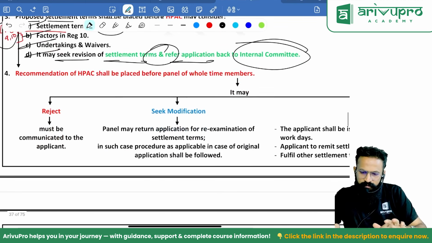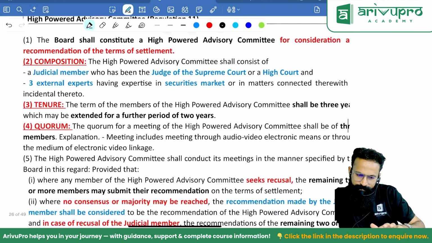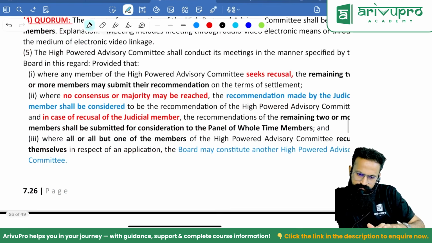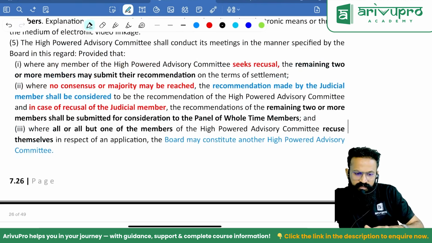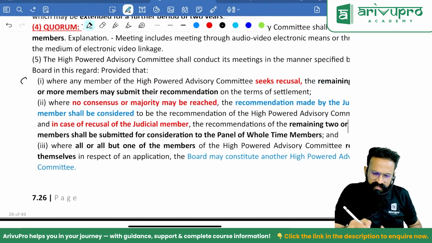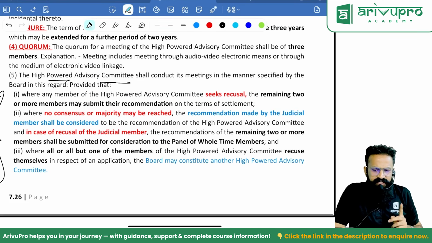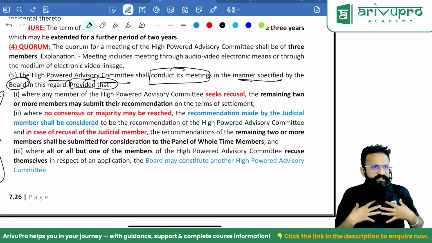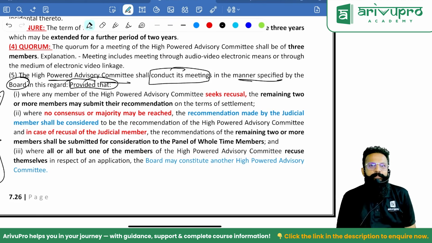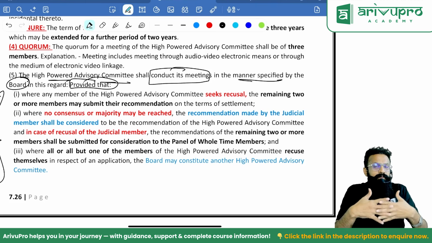Okay. Now, sir, recommendation of HPAC shall be placed. Now, in HPAC, what is happening? Try to read this. See if you are understanding. The high-powered advisory committee shall conduct its meetings in the manner specified by the board, provided that. So now, the matter has come to HPAC for settlement. Now there is a judicial member, there are technical members. Now how do we take the meeting ahead?